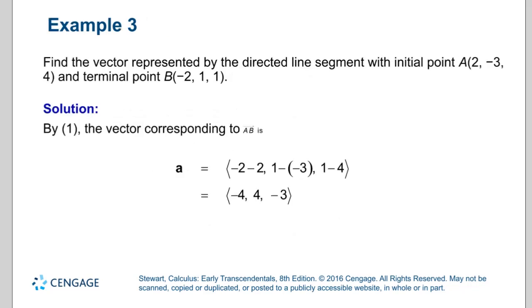So if I look at these 2 points, an initial point of 2, -3, and 4, and a terminal point of -2, 1, and 1, I'm going to say -2 minus 2, 1 minus -3, and 1 minus 4. So my positional vector is -4, 4, and -3.